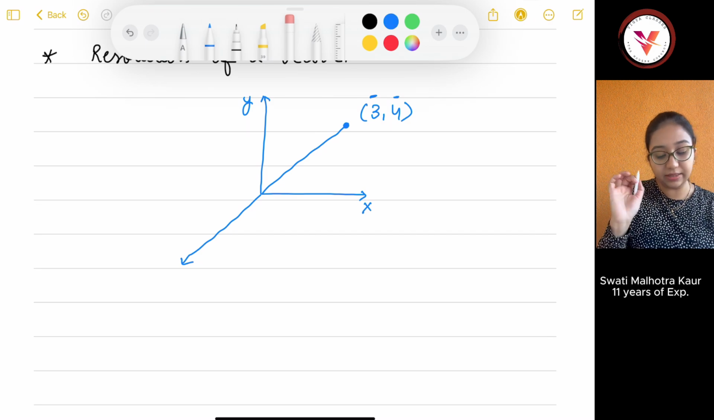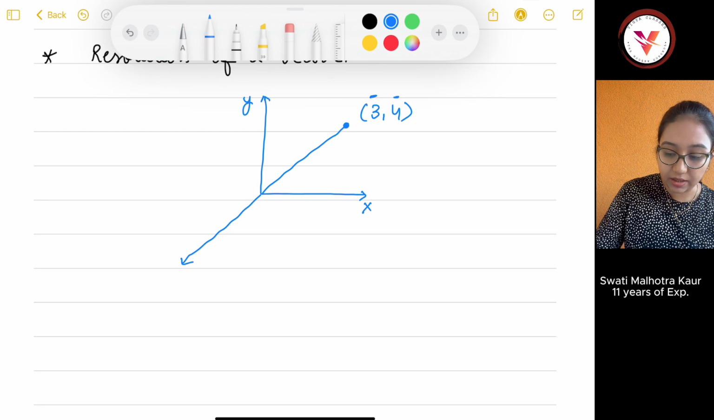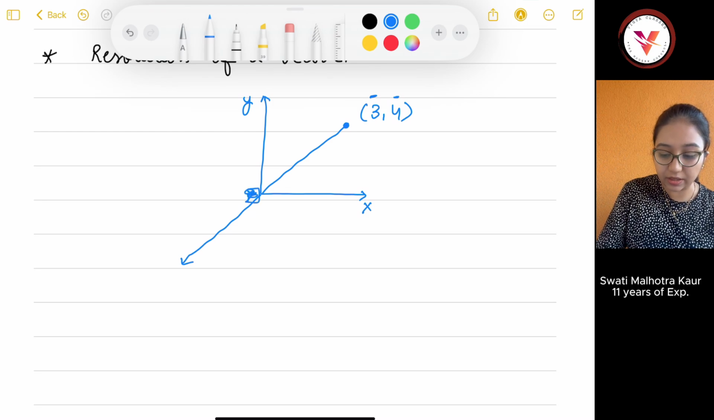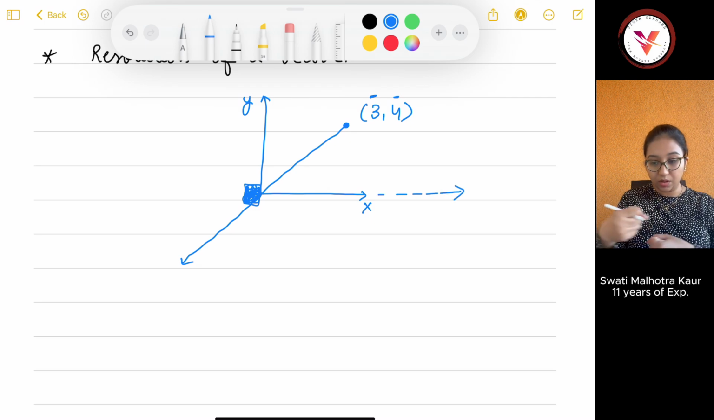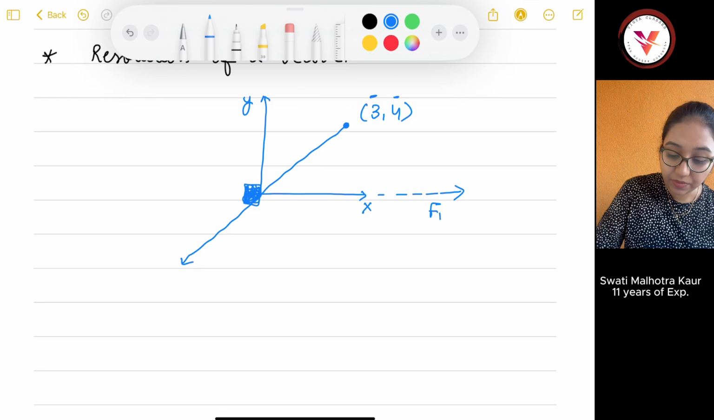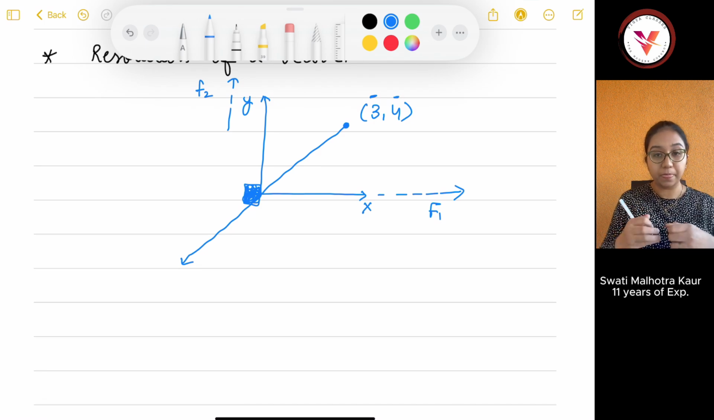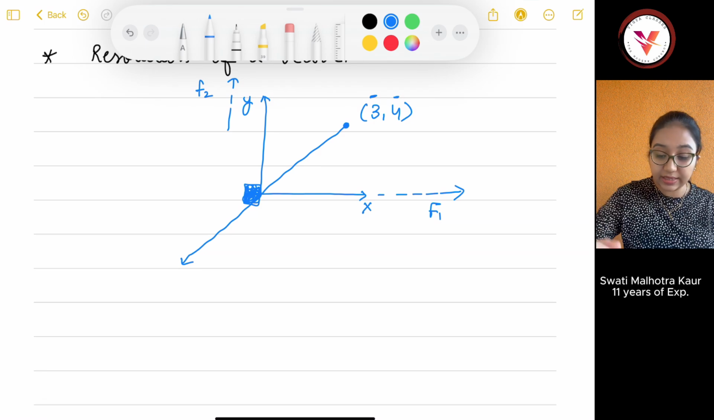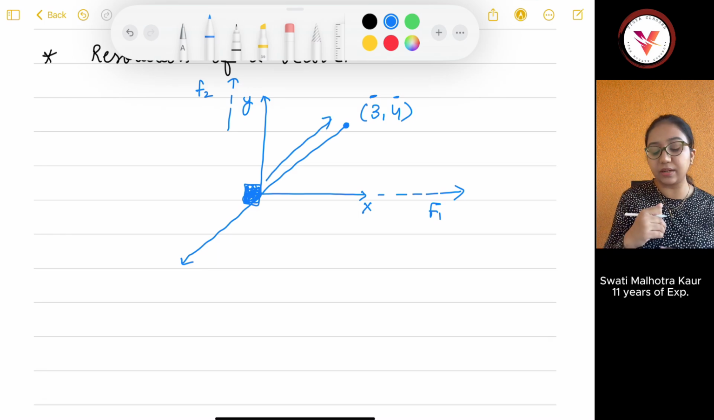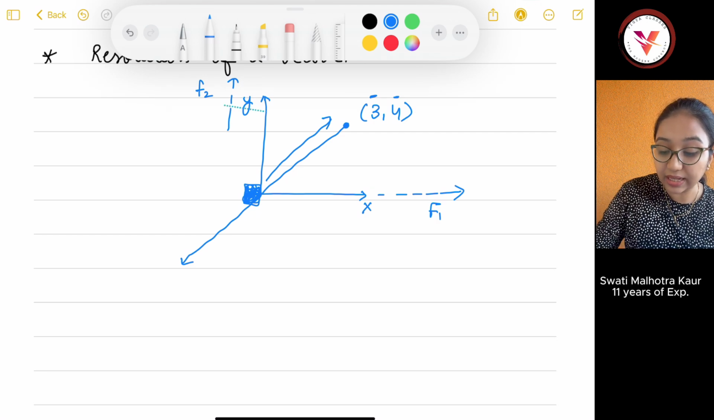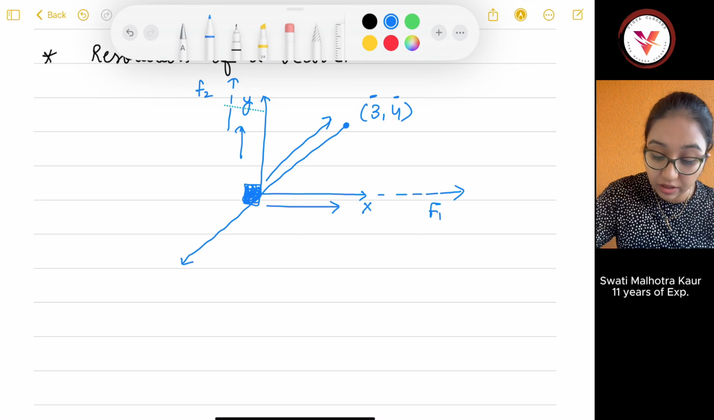You can understand like this. Suppose a box is placed here, and one person is pulling it with a force F1 here, and another person is pulling it with a force of F2 here. Now it is being pulled like that. You can say that this box will move along the net vector effect. So here you can understand that it has some influence along x-axis and some influence along y-axis, whose combined effect gives you a vector along this.